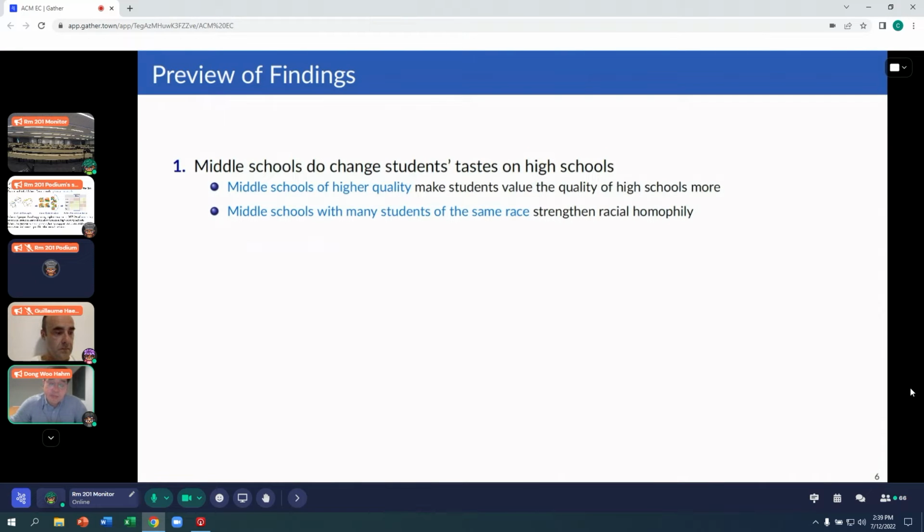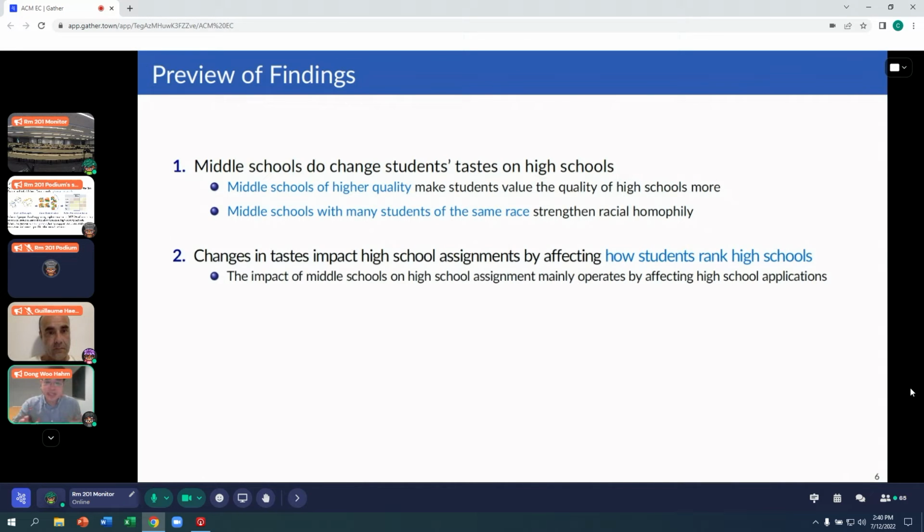First, we find that the middle schools students attended do impact the students' taste in high schools that underlie their high school applications. Attending middle schools of higher quality makes students value high-quality high schools even more. And also, attending middle schools with many students of the same race makes students want to be with more same-race students in high schools.